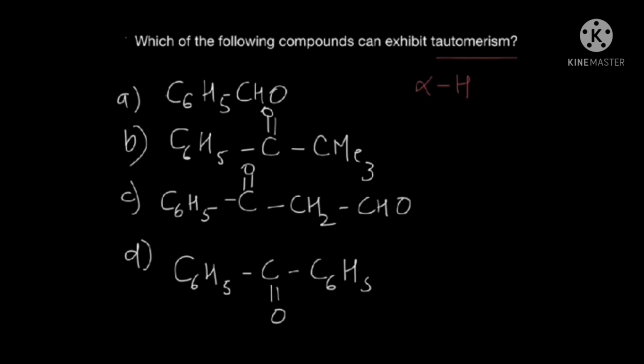See, the carbon atom that is attached to the C double bond O group, here or here, these carbon atoms are called alpha carbons. If these carbon atoms next to the carbonyl group have a hydrogen attached to them, then that hydrogen will be known as alpha hydrogen. So looking at these options, the compound C has a carbon atom at the alpha position which has hydrogen atoms present there. Therefore, this compound will exhibit tautomerism.